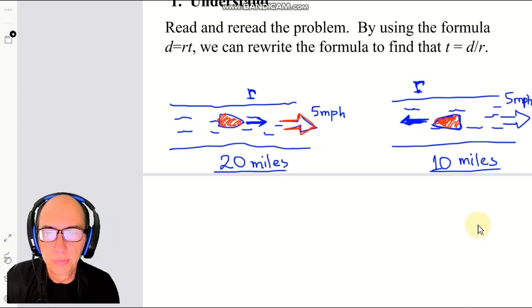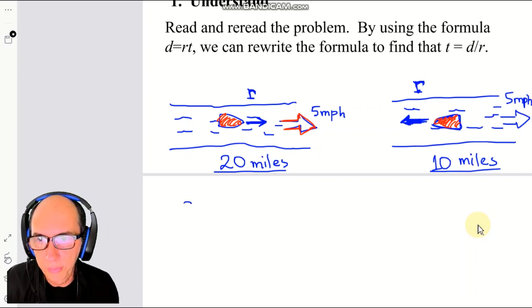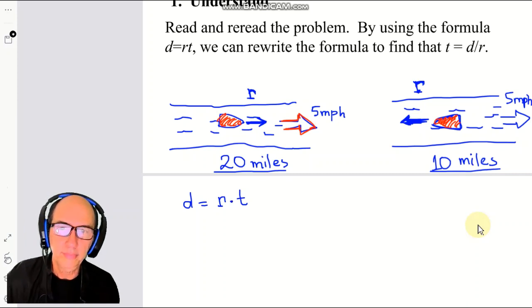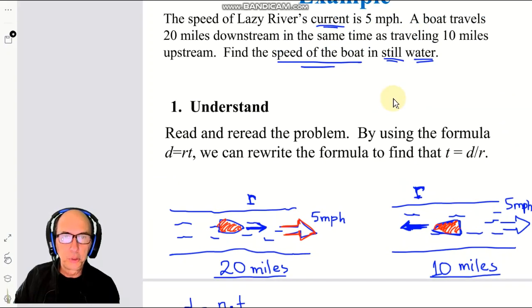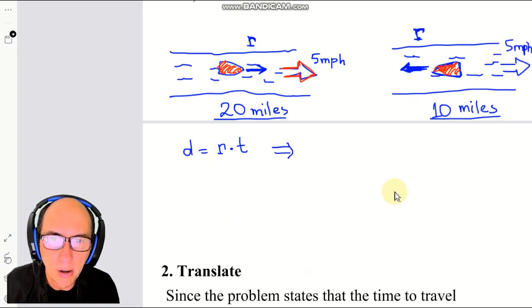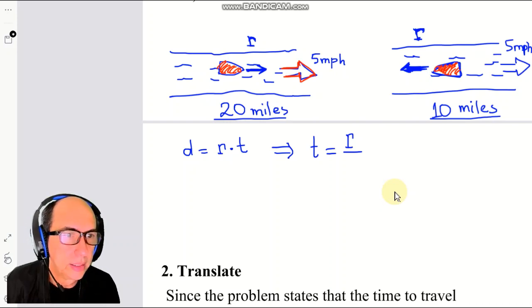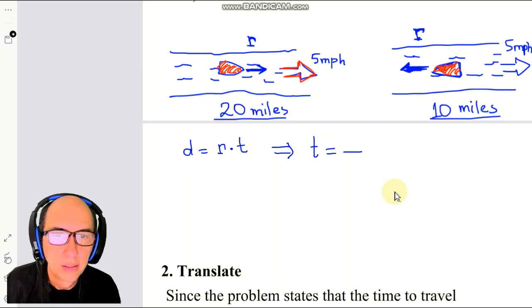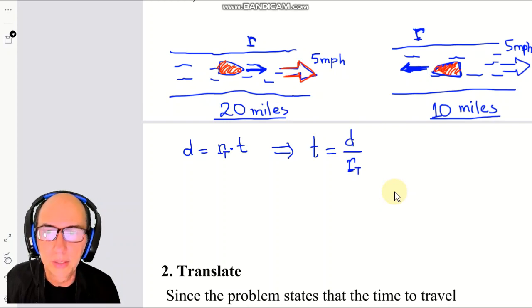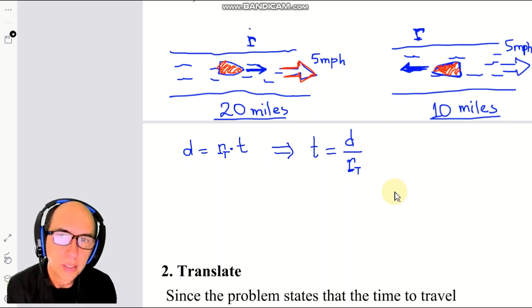We need a formula to solve this, and any formula that you need will be given. Distance equals rate times time. We know the time spent is going to be the same, right? So let's change this formula a little bit. Divide both sides by R, and you have time equals distance over rate. And remember, this rate here is the total rate. The total rate is a combination of the rate of the boat and the stream.